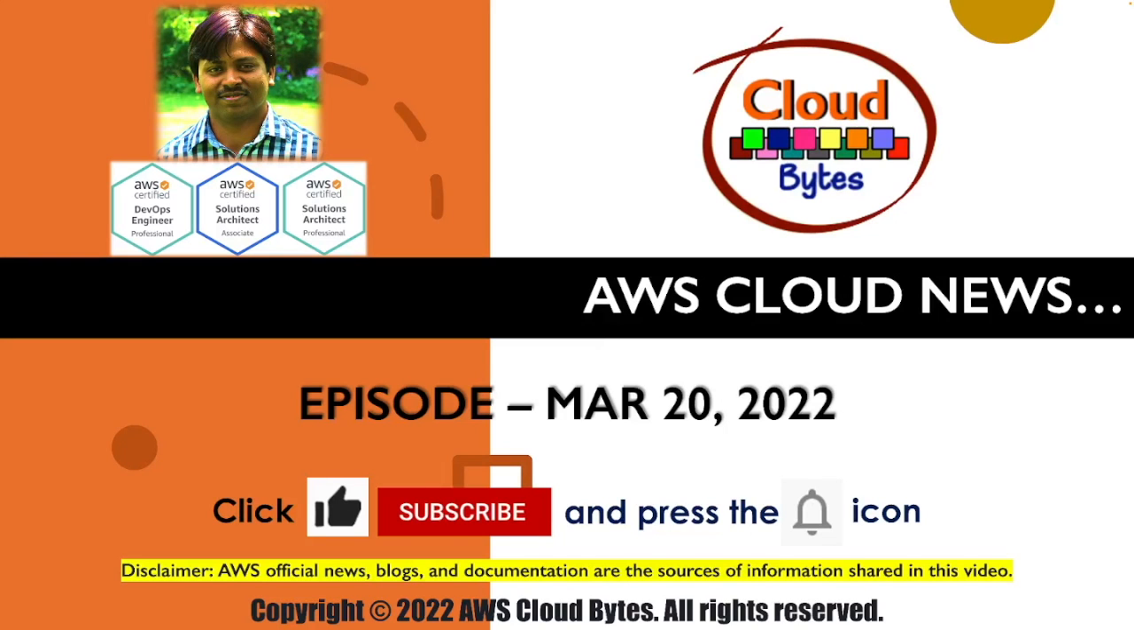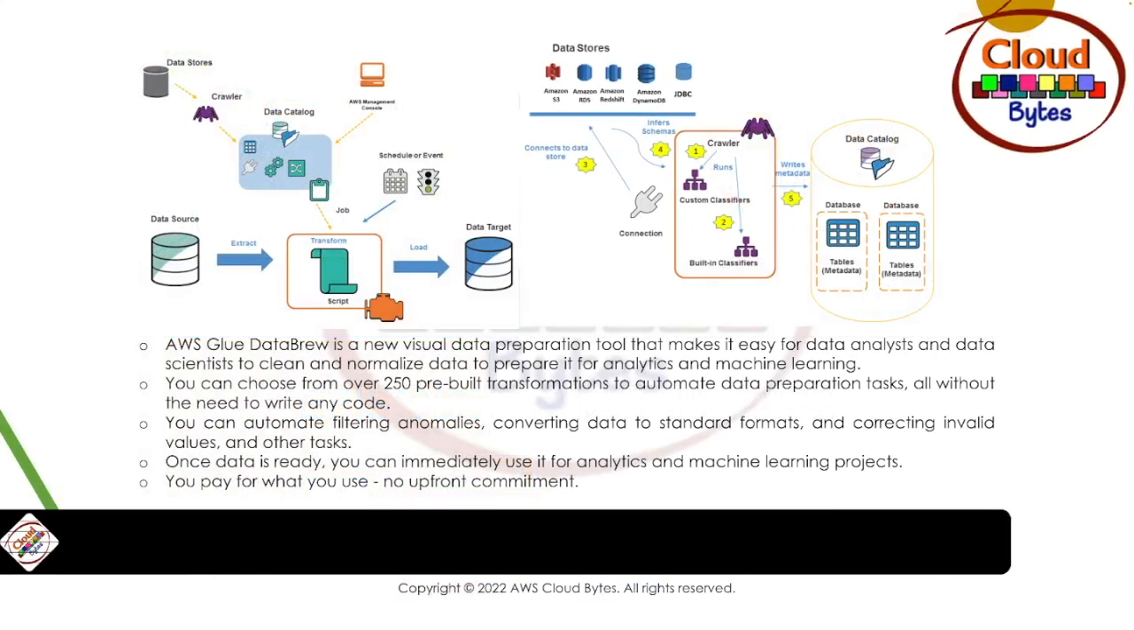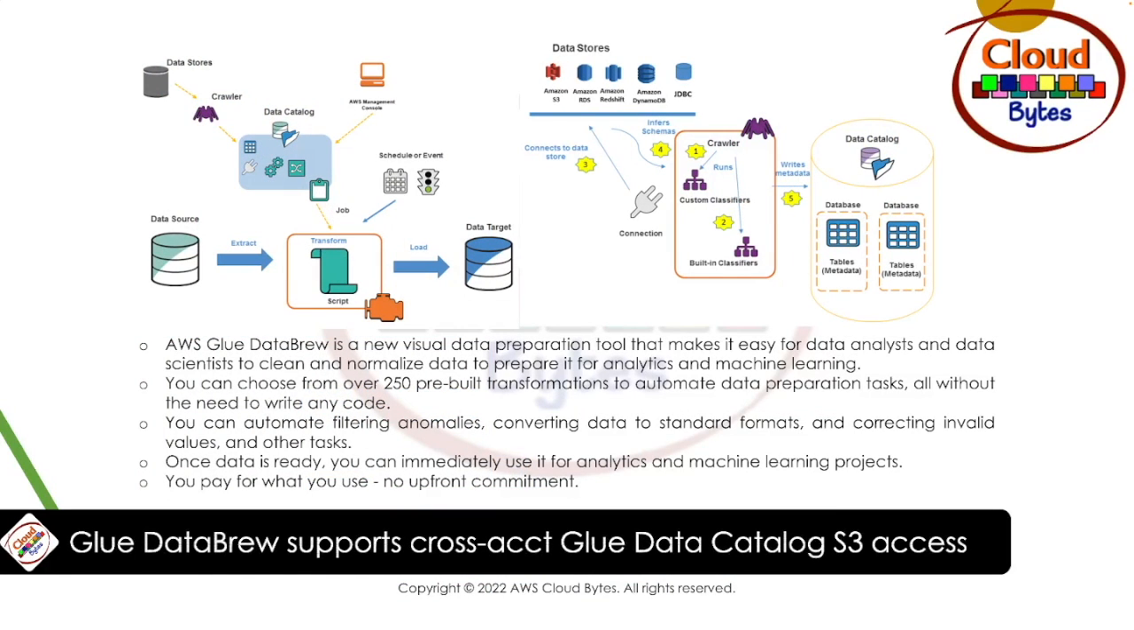Let's look at the first news. AWS Glue DataBrew now supports cross-account Glue Data Catalog S3 access. AWS Glue DataBrew is a new visual data preparation tool that makes it easy for data analysts and data scientists to clean and normalize data to prepare for analytics and machine learning.